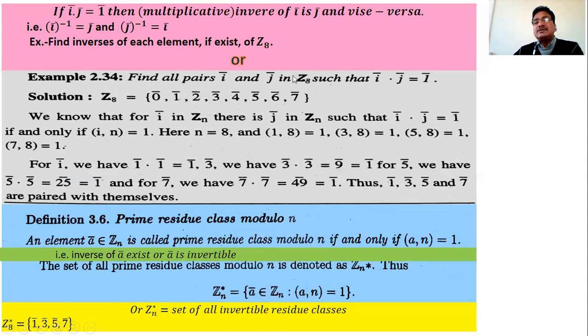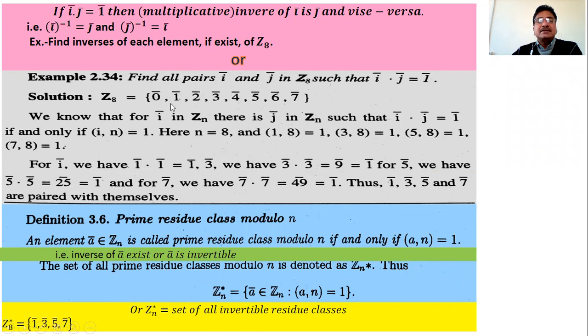Some inverses of some elements of Zn exist. So find the inverses of each element of Z8, or find all pairs I bar and J bar in Z8 such that I bar times J bar is 1 bar. The meaning of the question is the same for both: find the inverses of each element, if they exist.